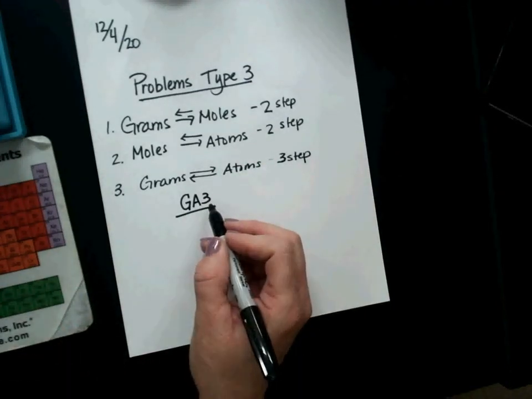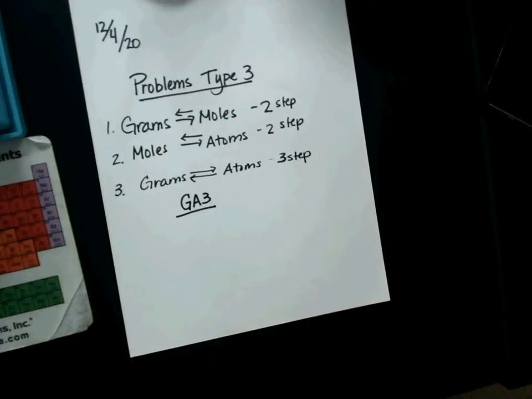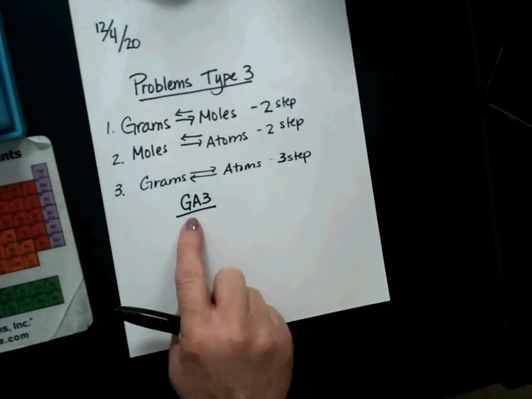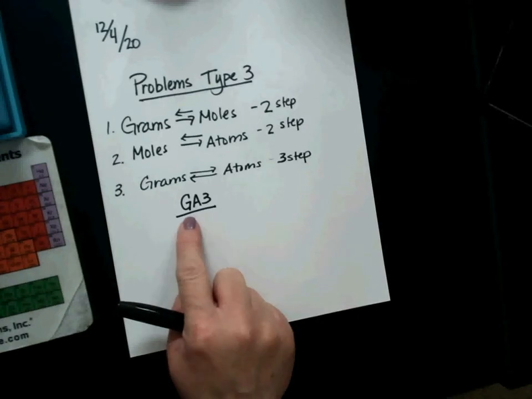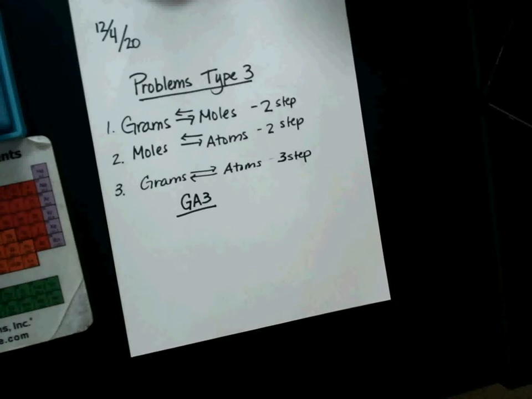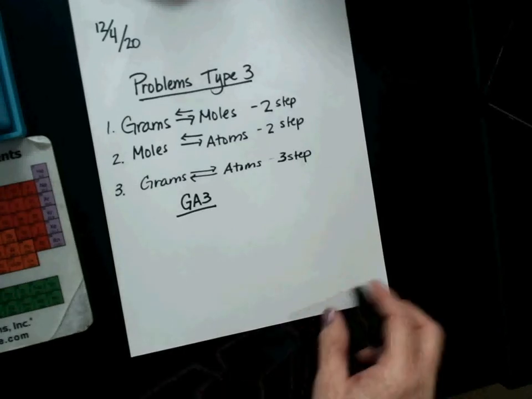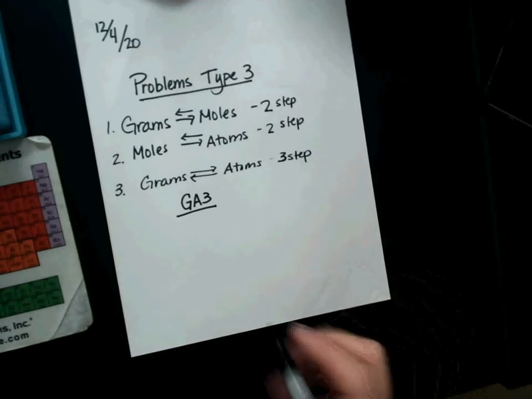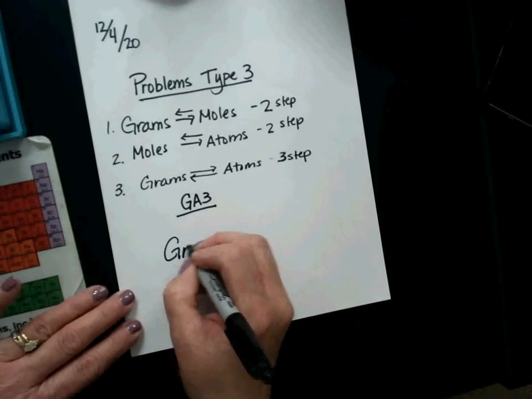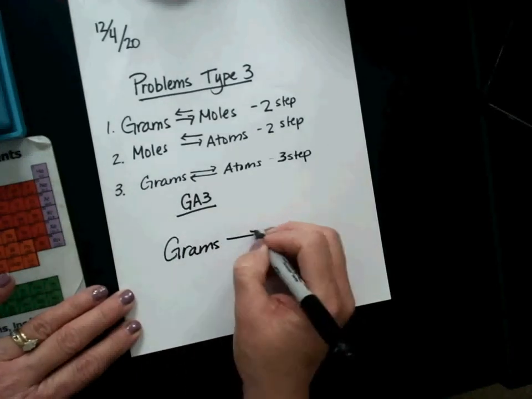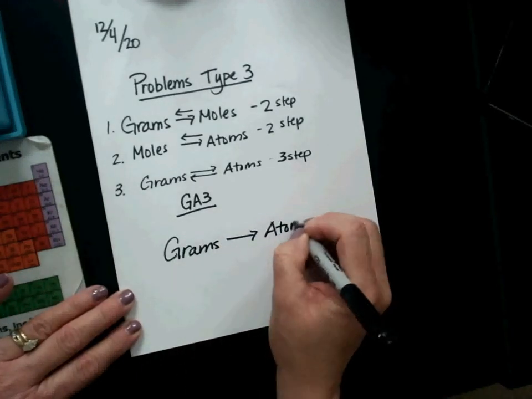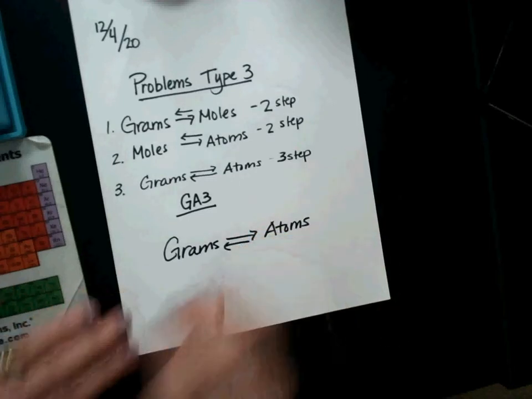And then when you work these problems, if you stop and look at what you're given and where you're supposed to go, you should know everything only takes 2 steps except for GA3, grams to atoms, atoms to grams. So that's something that can help you as we start building on this to remember how to set your problems up. So today we're going to work on that one. Grams to atoms, atoms to grams.